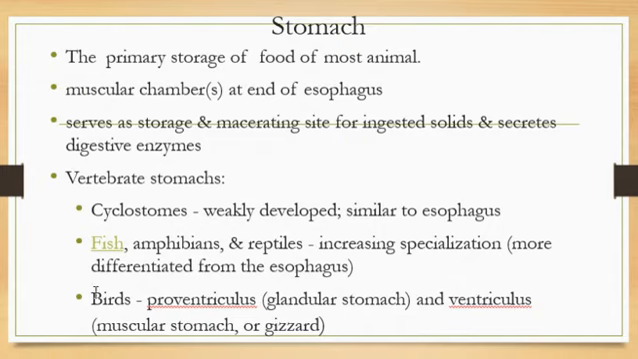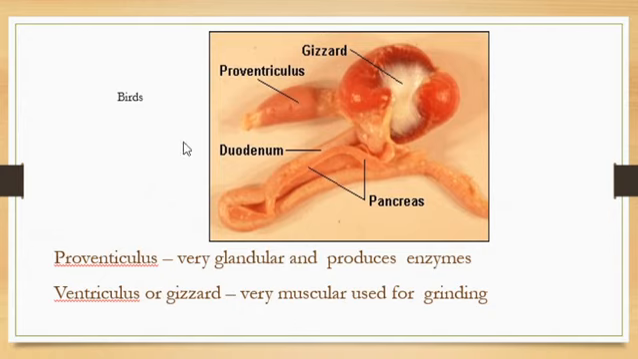Birds have a stomach divided into chambers also. We have the proventriculus and ventriculus. The proventriculus is more glandular, while the ventriculus is more muscular. So this is the gizzard, the ventriculus. If you're going to dissect the chicken stomach, you have here the proventriculus and the ventriculus called the gizzard. That is ideal for grinding.